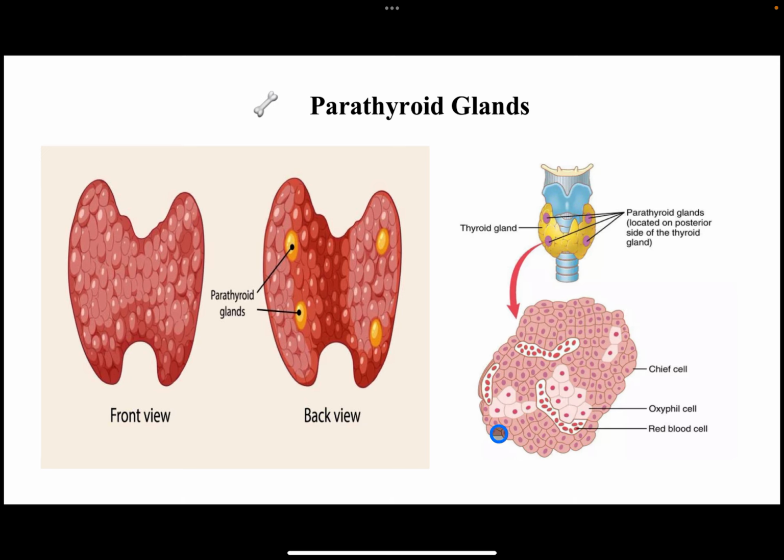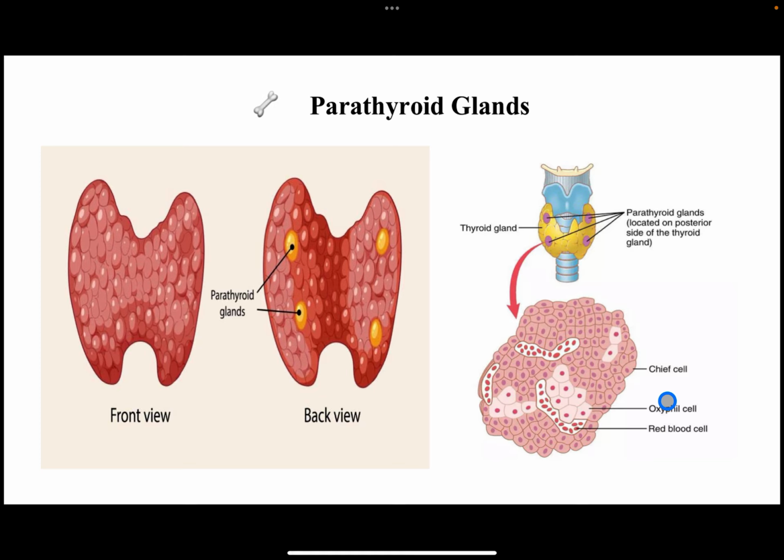And we've taken one of the glands. Okay, and we have chief cells and oxyphil cells. These two cells help to produce the parathyroid hormone. And the parathyroid hormone works to increase your blood calcium levels. It's actually an antagonistic hormone to calcitonin, because calcitonin works to what? Calcitonin is a hormone that works to lower your blood calcium levels. And the parathyroid hormone works to increase your blood calcium level.